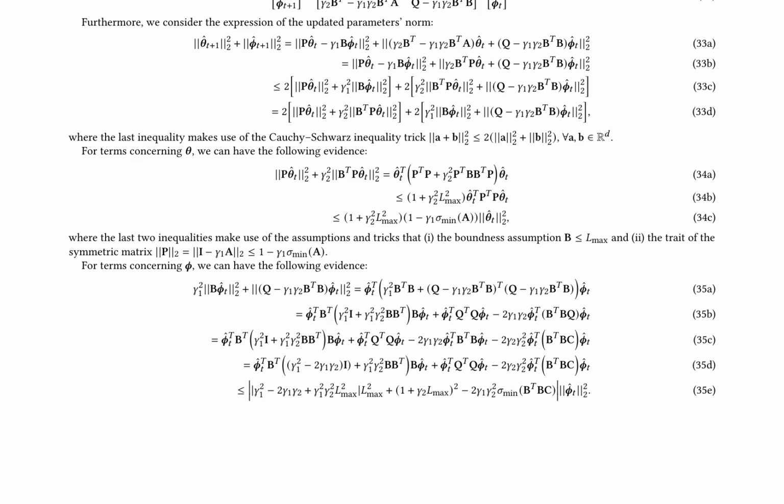The authors analyze the expression for the updated parameters norm in equation 33 and provide an upper bound for it in equation 33d, using the Cauchy-Schwarz inequality. They then bound the terms concerning theta and phi separately in equations 34 and 35, respectively, using assumptions and tricks such as the boundedness assumption, B is less than or equal to L max, and the trait of the symmetric matrix, P2 is less than or equal to 1 over gamma 1 sigma min A. The bounds derived in equations 34c and 35e will be used to analyze the convergence of the algorithm.